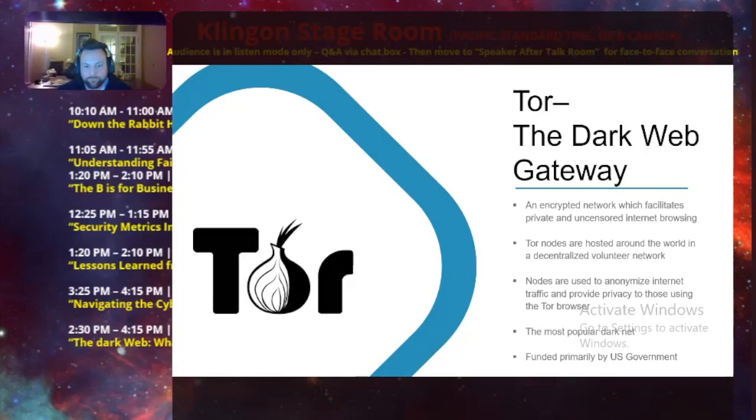So what is Tor? It's an encrypted network that leverages volunteer nodes hosted around the globe. And what these nodes, or servers, do is they're used to anonymize the internet traffic so that you can browse the internet and Tor in a very privacy-focused way.